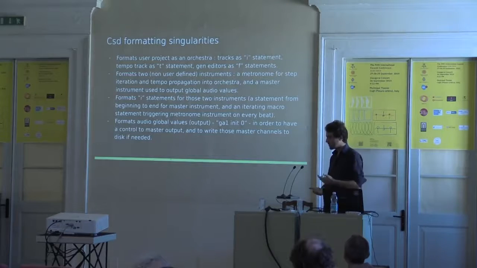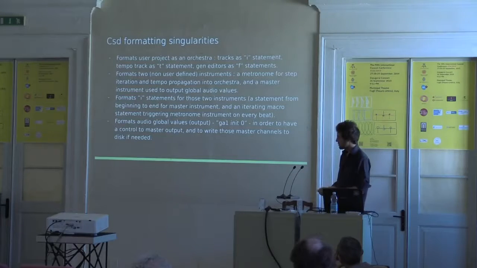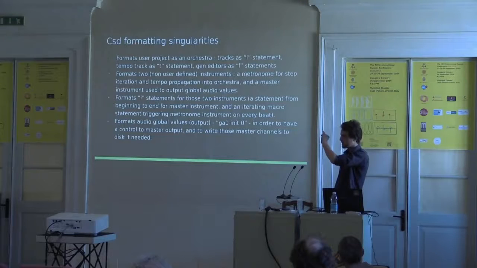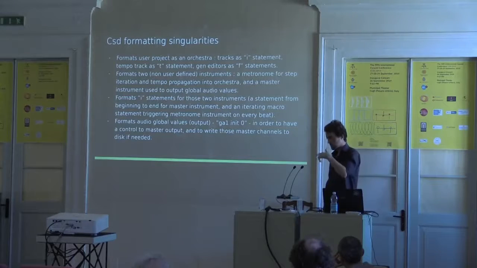But there are 2 things that are hidden from the user, which are 2 instruments. There is a metronome instrument, used mainly to trigger to the user interface which line, which step, the Csound sequencer is iterating on. It's also used to propagate via a channel set the current tempo value to other instruments, so that you can use it with the grid or without the grid, as you wish.